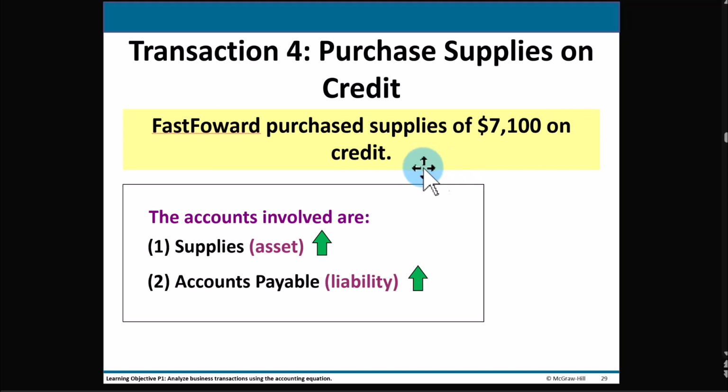So again, you identify the two accounts that are changing. Here's more supplies being increased. But the second account changing is not cash. Here we owe the money. Owing money is a liability. And the name of the liability account we're going to use is this general one called Accounts Payable. Again, whenever you see the word payable, that's pretty much telling you that's a liability type account. And here you're going to be owing more money, increasing.